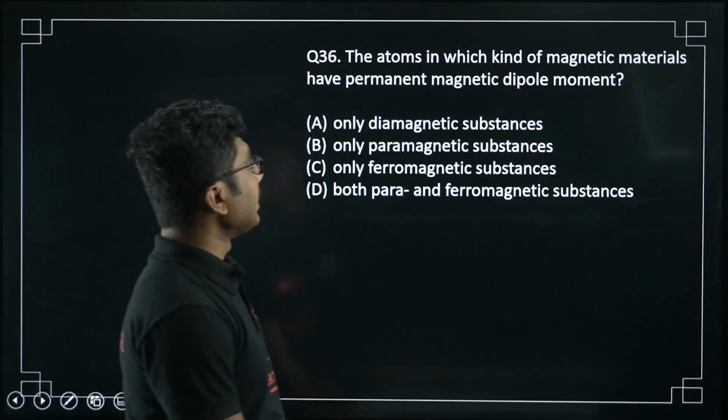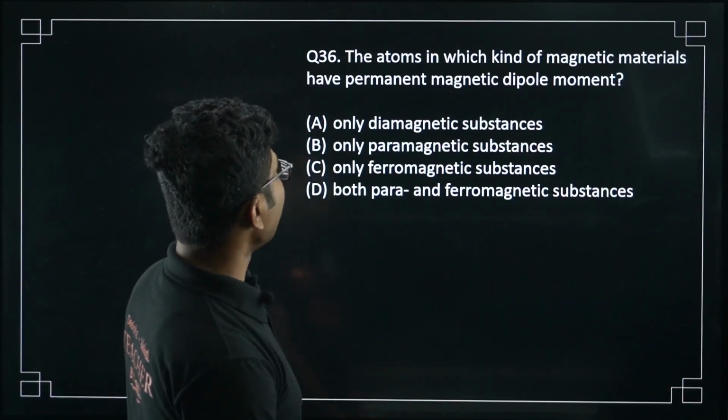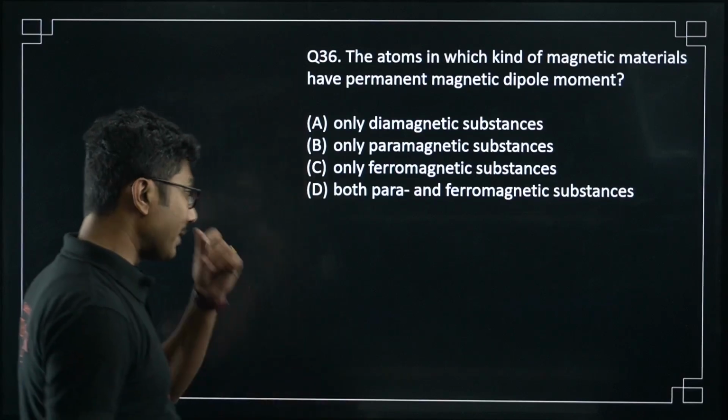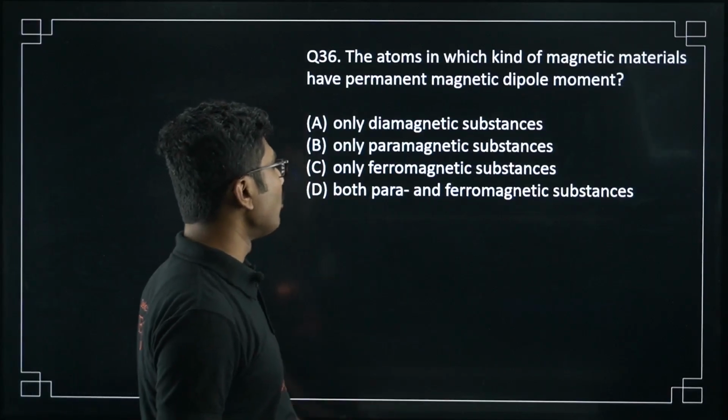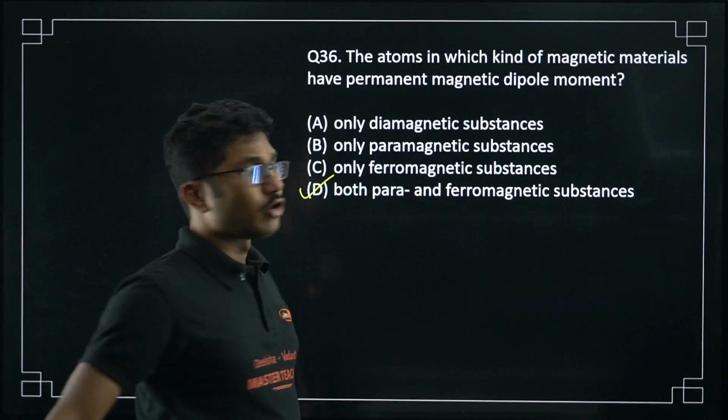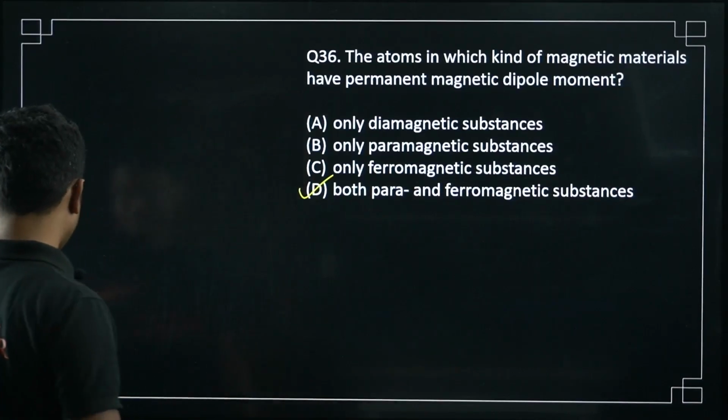The atoms in which kind of magnetic materials have permanent magnetic dipole moment? Permanent magnetic dipole moment is present in both para and ferromagnetic materials. So option D is the answer.